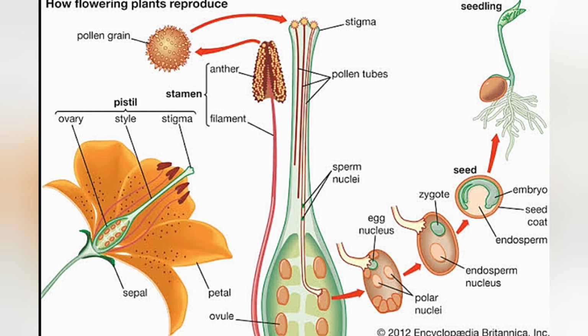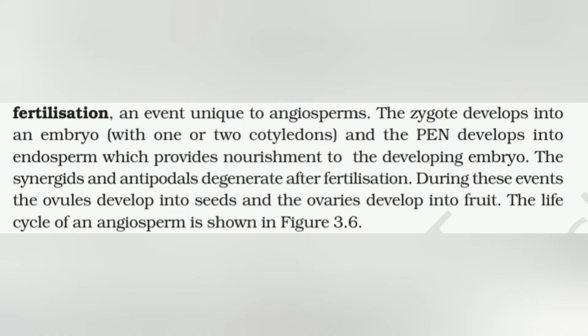In a flower, there are stamen and pistil. They produce the male and female gametes. From the stamen, pollen grains are produced, which land on the stigma, which is a female reproductive organ. There, they germinate and pollen tubes are formed. The pollen tube reaches the ovule. Once it reaches the ovule, it discharges the gametes and double fertilization occurs. It is a unique event to angiosperms only.